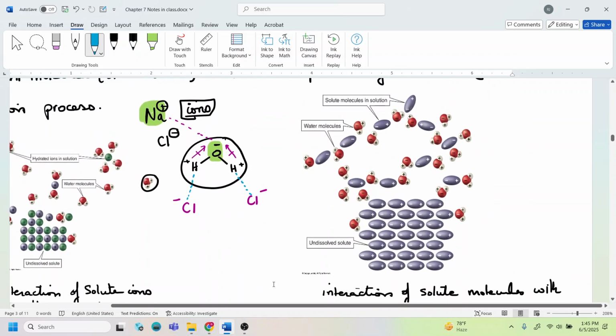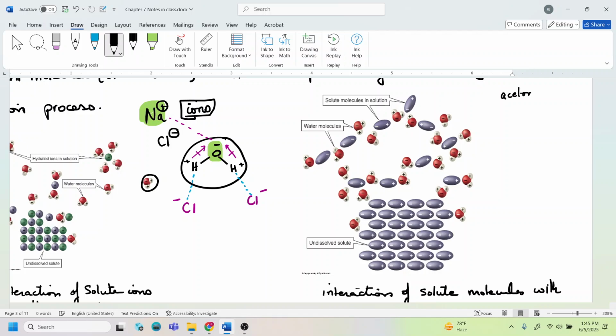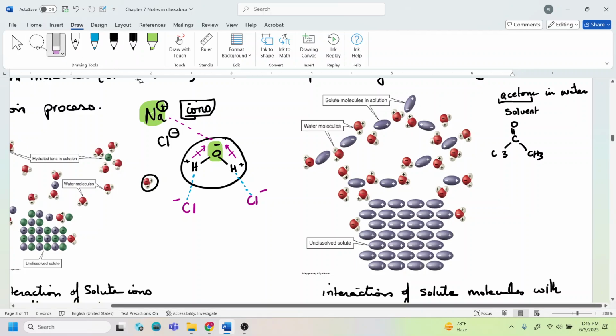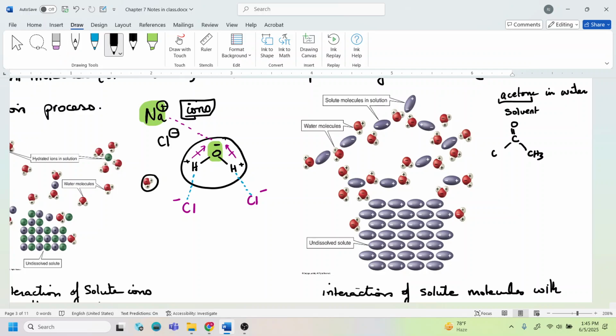Let's have another example. Let's say, for example, if we have acetone in water. So what is acetone? Acetone is a solvent. And if I want to draw the structure of acetone, it's a C double bond O that is connected to a CH3 and another CH3. You don't need to know its structure, but here I'm just explaining why acetone is water soluble. And then you do have the water in there, okay?